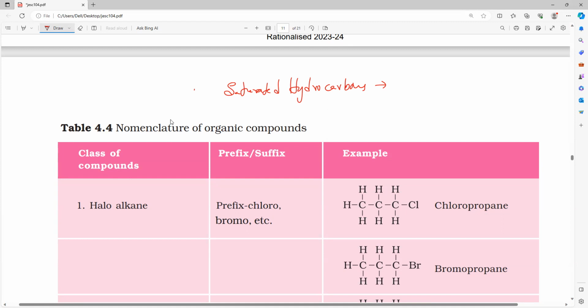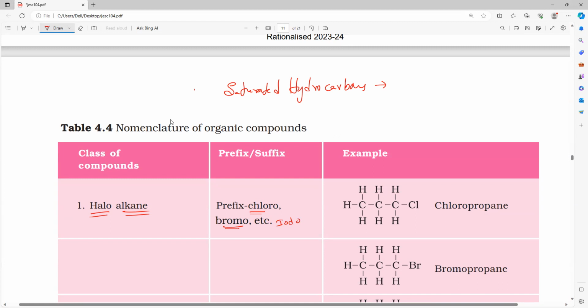So the first one, haloalkanes. For haloalkanes alone, a prefix will come. For all the remaining, a suffix will come. So please remember, prefix is only for haloalkanes. Are you clear what I'm saying, all of you? Haloalkanes only take a prefix. If chlorine is added, chloro. Bromine is added, bromo. Iodine is added, iodo. Note it, everybody.